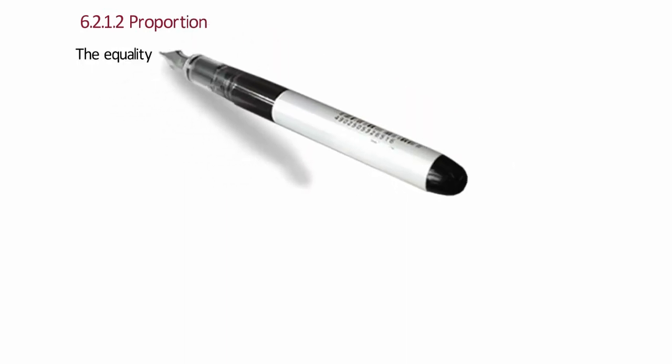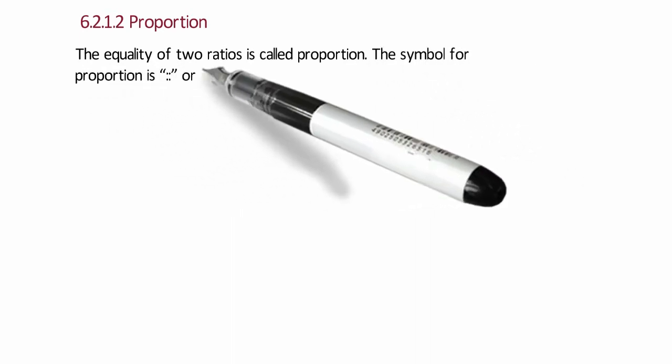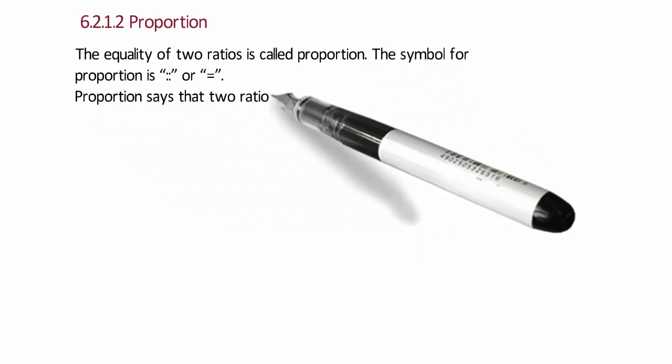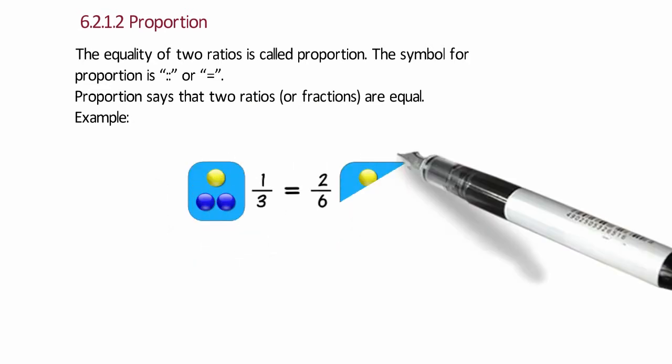Proportion. The equality of two ratios is called proportion. The symbol for proportion is 4 dots or equals. Proportion says that two ratios, or fractions, are equal.